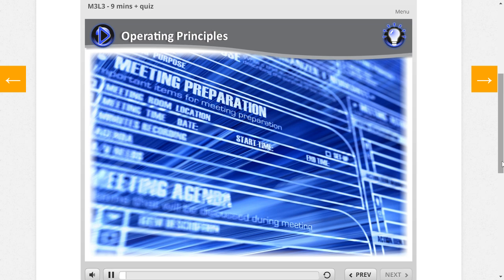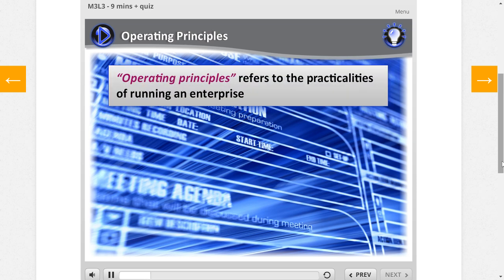COBIT describes a number of good practices for organizational structures. These include operating principles. Operating principles refers to the practicalities of running an enterprise. Remember that an organizational structure provides the means of directing the enterprise, allocating responsibilities, coordinating resources, and monitoring activity and performance. So, operating principles describe some of the practical arrangements for doing these things.